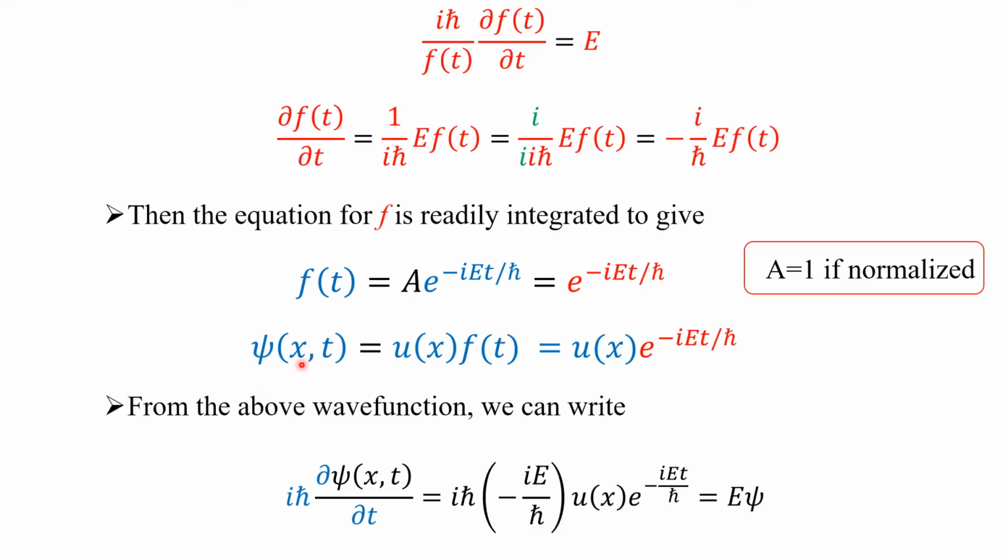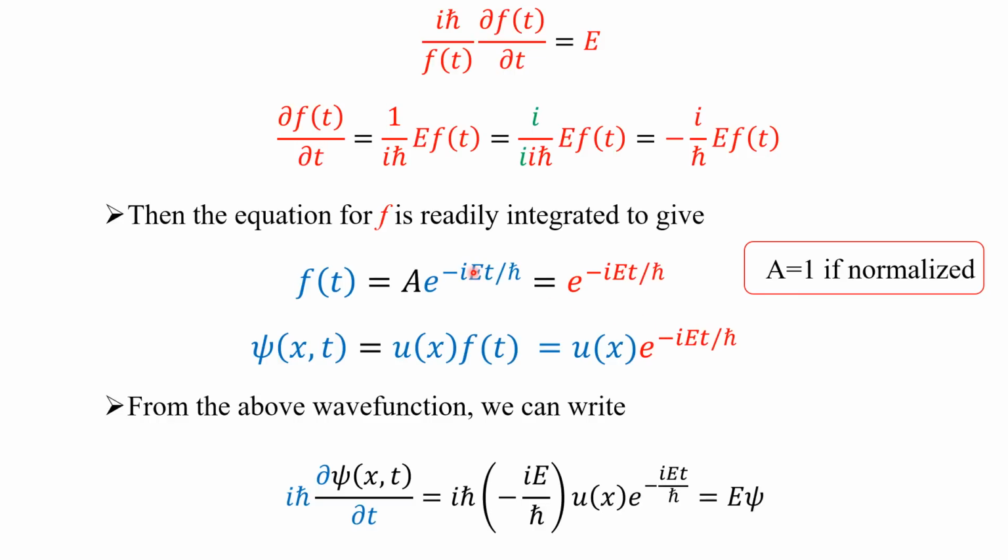The total wave function psi, which is a function of x and t, is equal to u of x into f of t. We have seen f of t is equal to e power minus iEt over h cross, this red color bond. So I have replaced f of t by the red color bond exponential term.